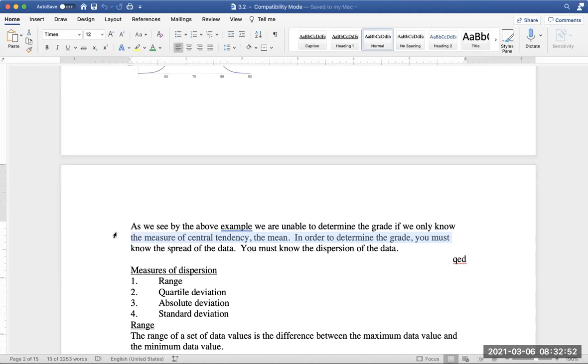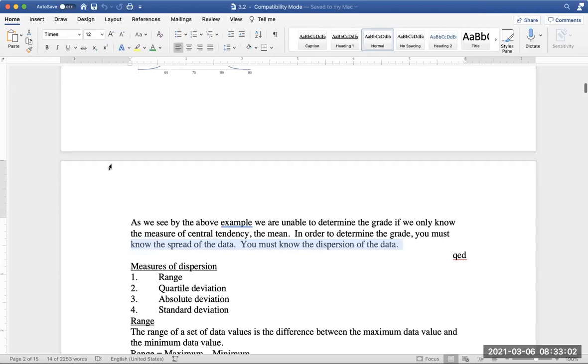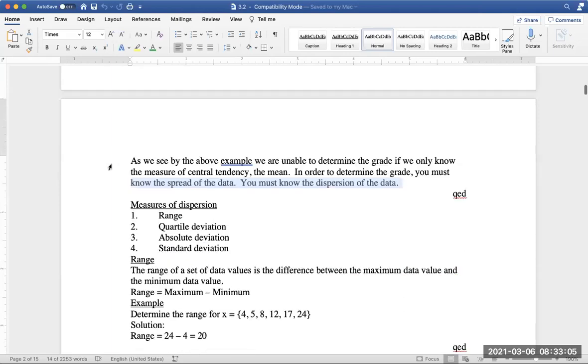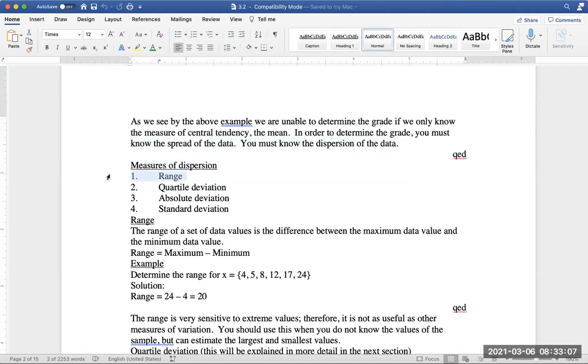Okay, so in order to determine the grade, you must know the spread of the data. You must know the dispersion of the data. So let's look at some measures of dispersion. The range. The range is just the maximum value minus the minimum value. So suppose that I have the following set of data: 4, 5, 8, 12, 17, 24. Then the range is, well, 24 minus 4 is 20.